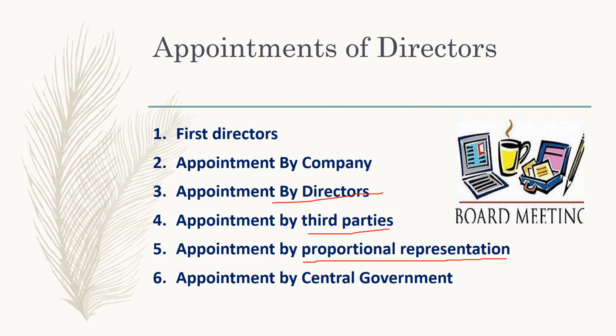Appointment by the central government: the central government also has the power to appoint directors on the board of a company if it is necessary to safeguard the interest of the shareholders or public interest, but these appointments are done only on the recommendation of the tribunal. Tribunal means a court of justice. If they recommend the appointment to the central government, then only the central government has the power to appoint the director. So these are the types of appointments of the directors.